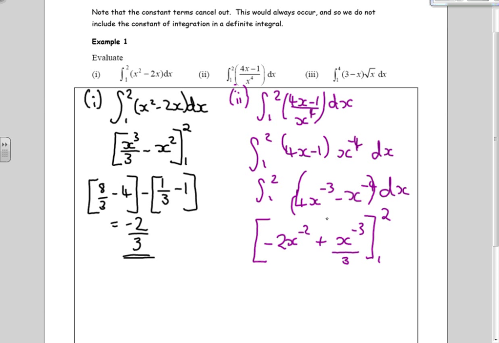So first off, I need to substitute 2 in. So 2 to the power of minus 2 gives me a quarter. So that'll give me minus 2 over 4, which is the same as minus a half. And then I'll have plus 2 to the power of minus 3 gives me 1 over 8. 1 over 8 times 1 over 3 gives me plus 1 over 24.